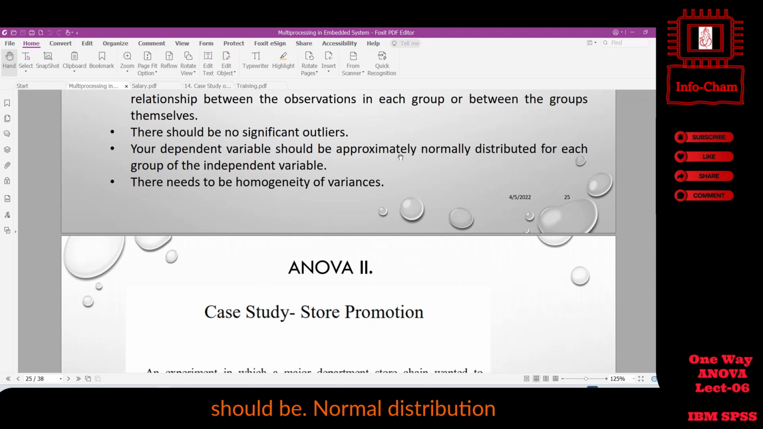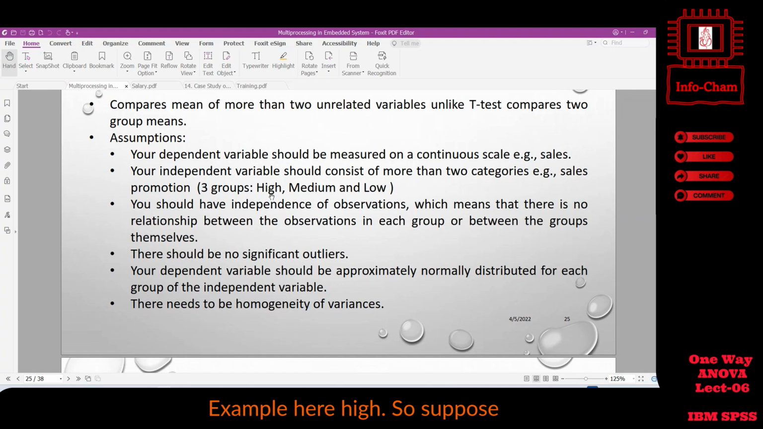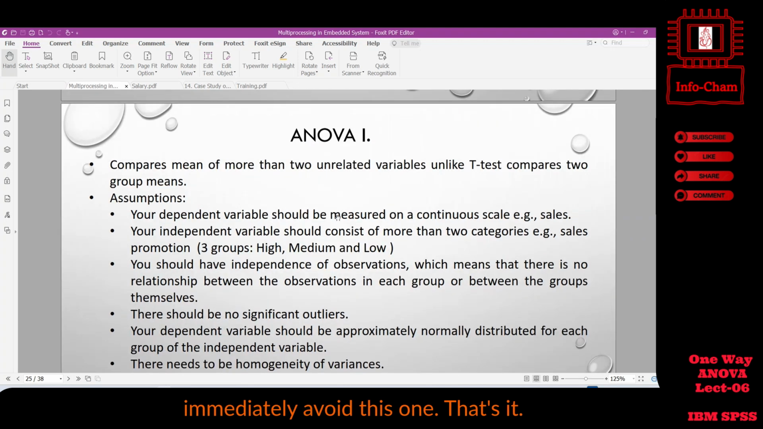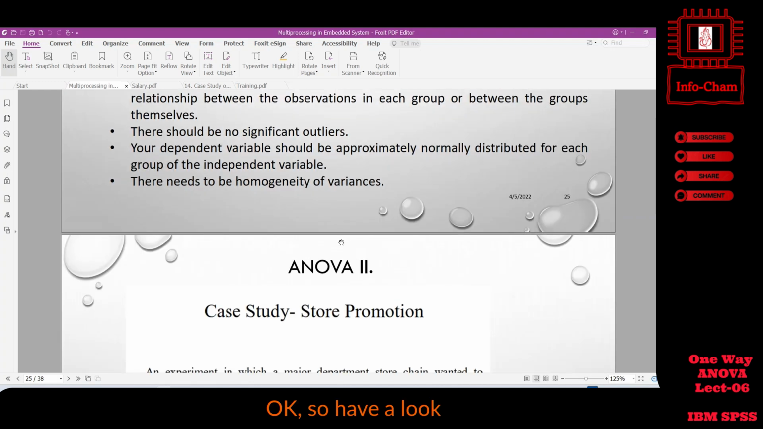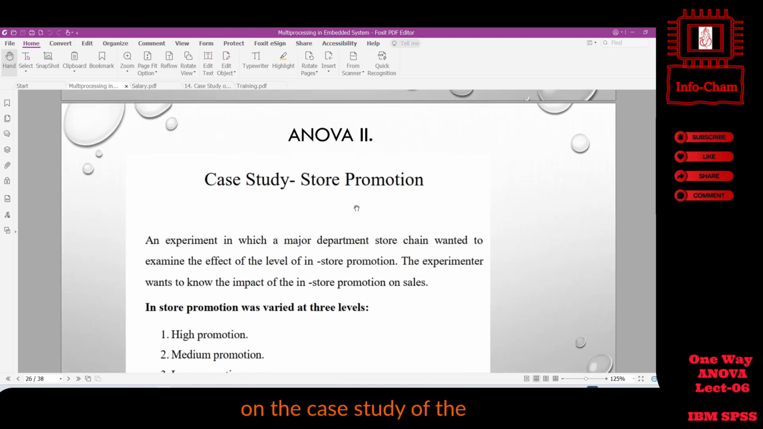The dependent variable should be normally distributed for each independent variable. It means to say, for example, high. Suppose sales is high. Under this category, data should be normal. Medium, under this category, data should be normal. Under low, data should be normal. If one of the categories does not have a normal distribution, you should immediately avoid this. That's it.